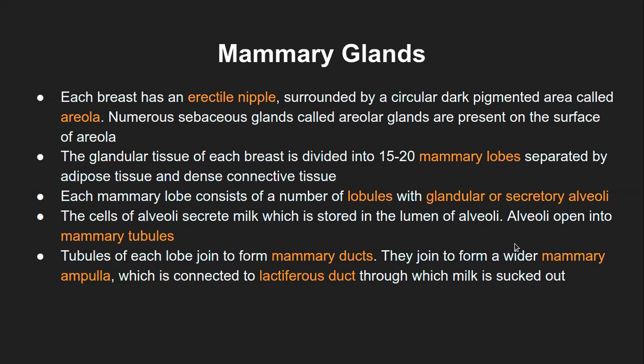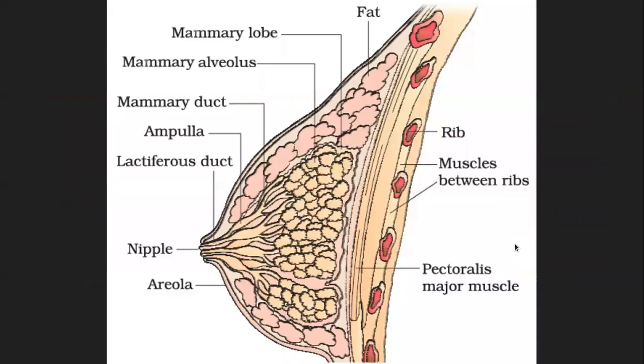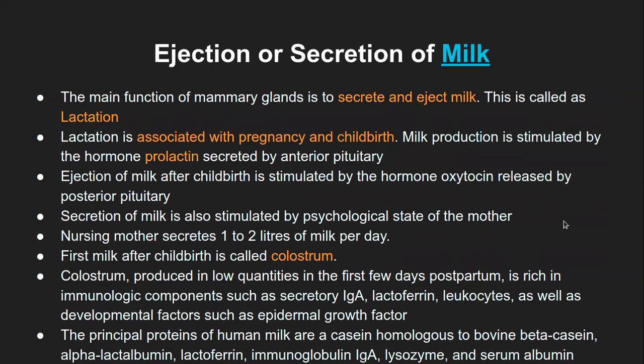So that is all about the mammary glands. Then the important part with respect to milk secretion or ejection of the milk. The main function of the mammary gland is of course to synthesize, secrete and eject milk, and this is called lactation.